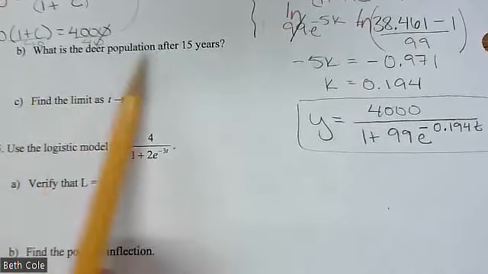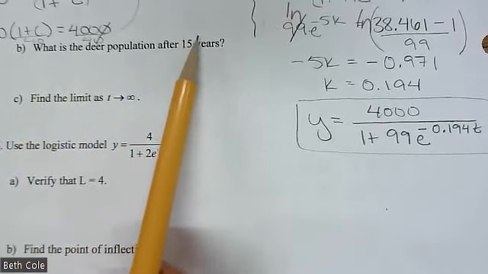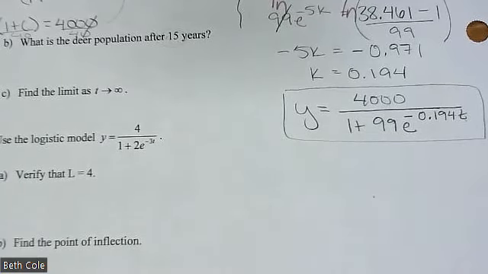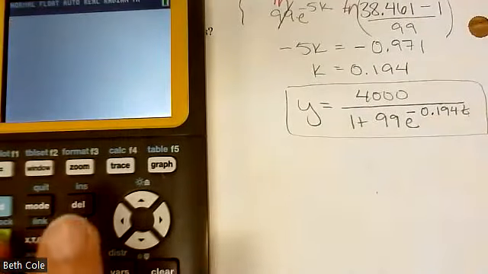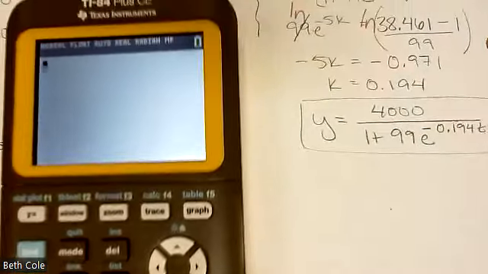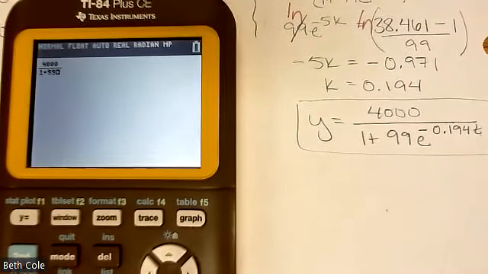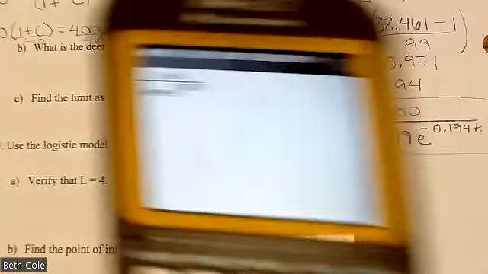How would we answer B? What is the deer population after 15 years? Well, you're going to take 15, plug it in as T, okay? So this is going to be 4,000 over 1 plus 99 e to the power negative A times, oh, I forgot what it was already, 15.